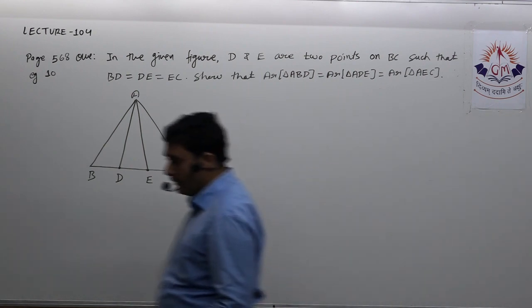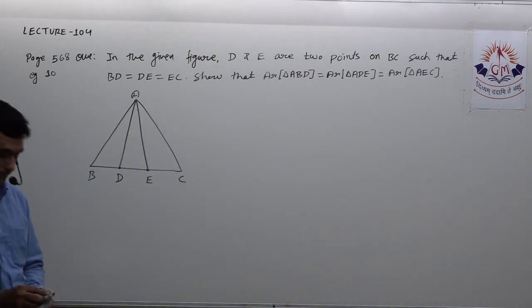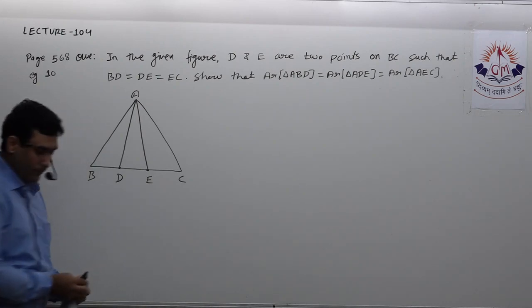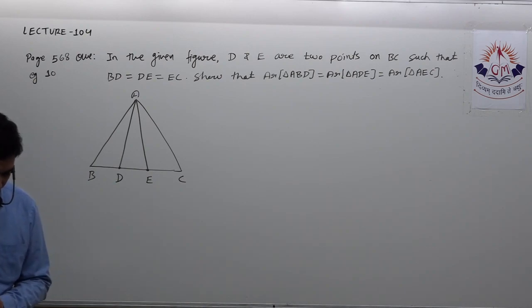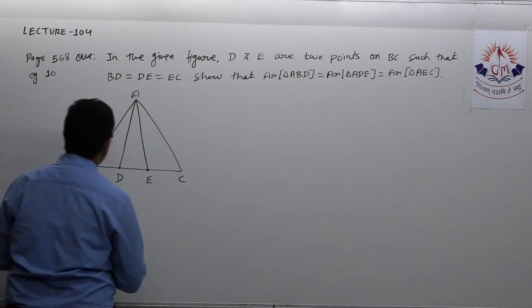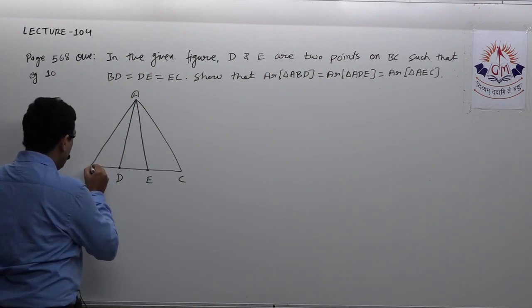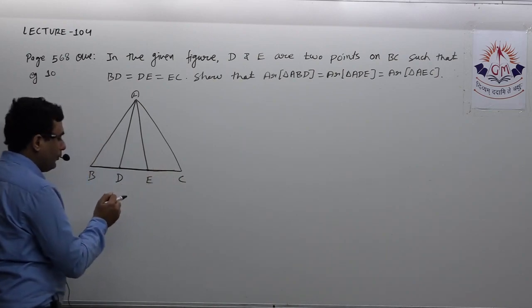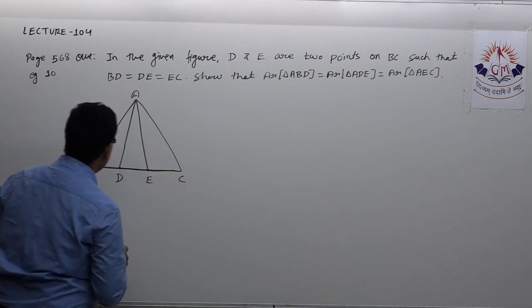There are more than one ways to solve this. I will discuss all three ways and I will give you the proof of any one method. Okay, there are three ways to get the answer of this. See, BD and DE and EC are equal, and we have to prove these three triangles are equal in area.